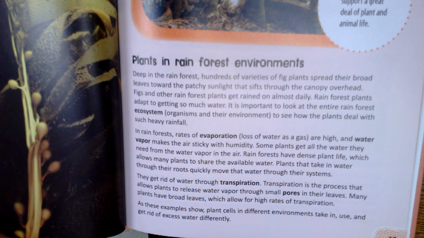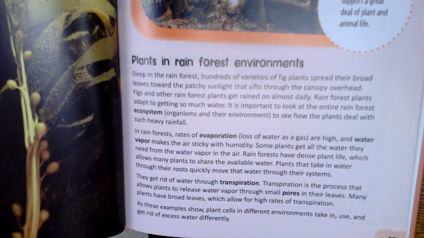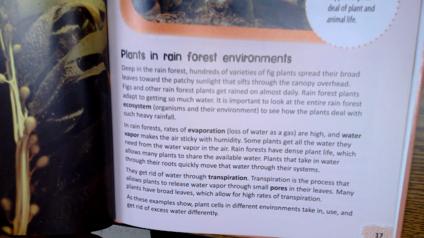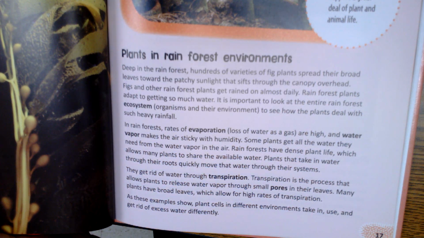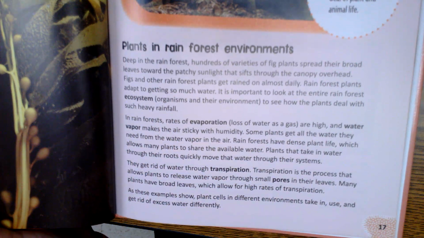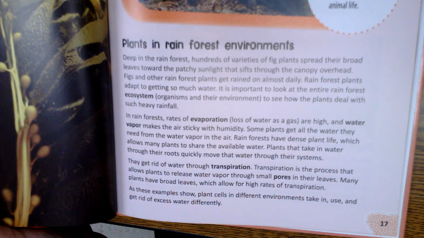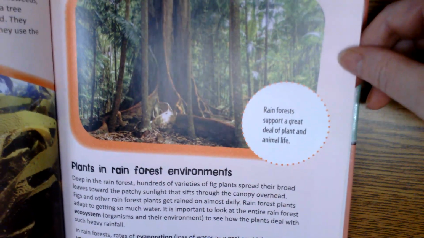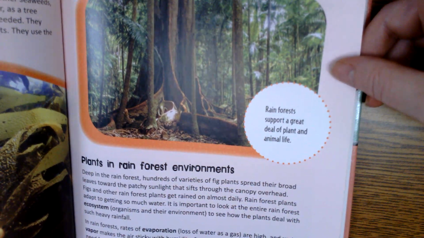Plants that take in water through their roots quickly move the water through their systems. They get rid of water through transpiration. Transpiration is the process that allows plants to release water vapor through small pores in their leaves. Many plants have broad leaves, which allow for high rates of transpiration. As these examples show, plant cells in different environments take in, use, and get rid of excess water differently. Rainforests support a great deal of plant and animal life.